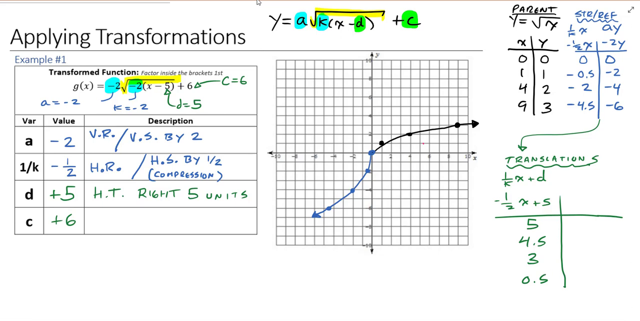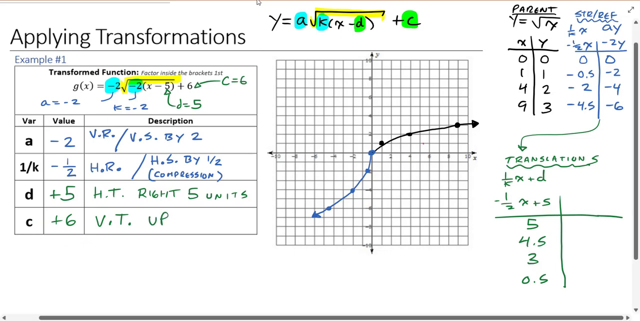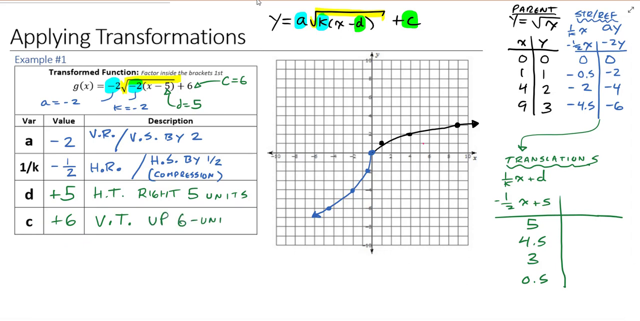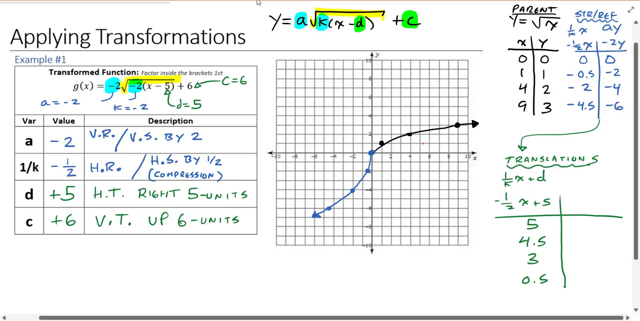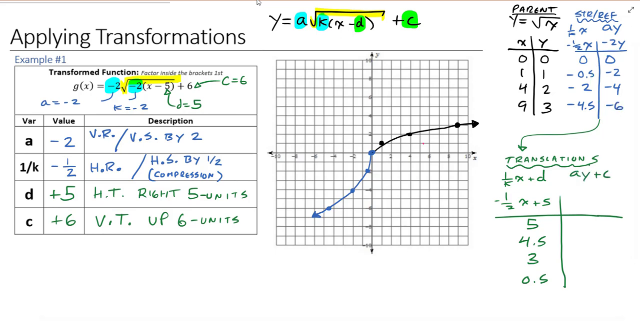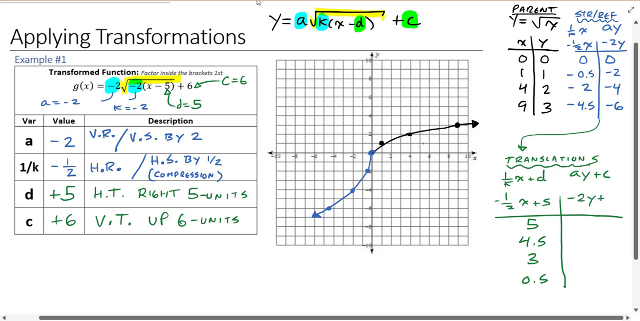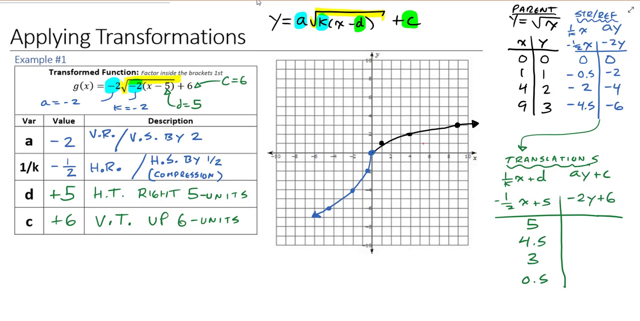So now, let's do the y-coordinates. The C value causes a vertical translation. It moves all your coordinates up. Now, if it was negative, it would move them down. So it moves them up 6 units. Take what we did before, take all these coordinates up here, and just add 6 to them. So we've got A times Y plus C. We went -2 times Y. We just need to add 6. So take 0 plus 6, -2 plus 6, -4 plus 6, and -6 plus 6. And what that has done is taken all our points and moved them up 6. So we've done 2 things. We've moved them over to the right and moved them up 6.